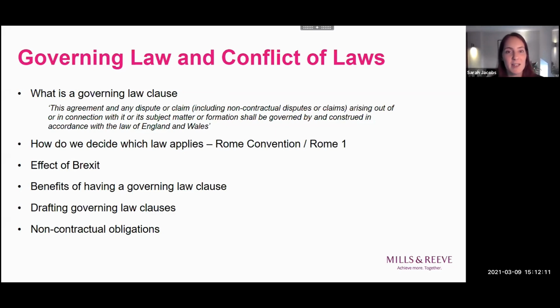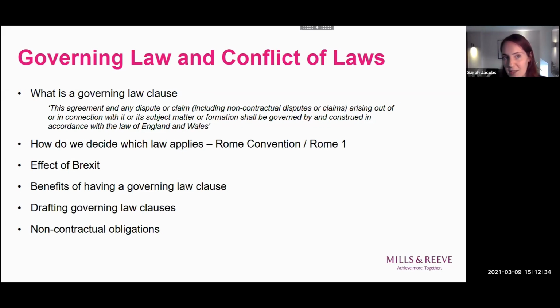So is there an express choice of law? If not, is there an implied choice of law? Probably not. Where does the characteristic performer have their habitual residence? And is the contract more closely connected to the law of another country, in which case that law should apply?